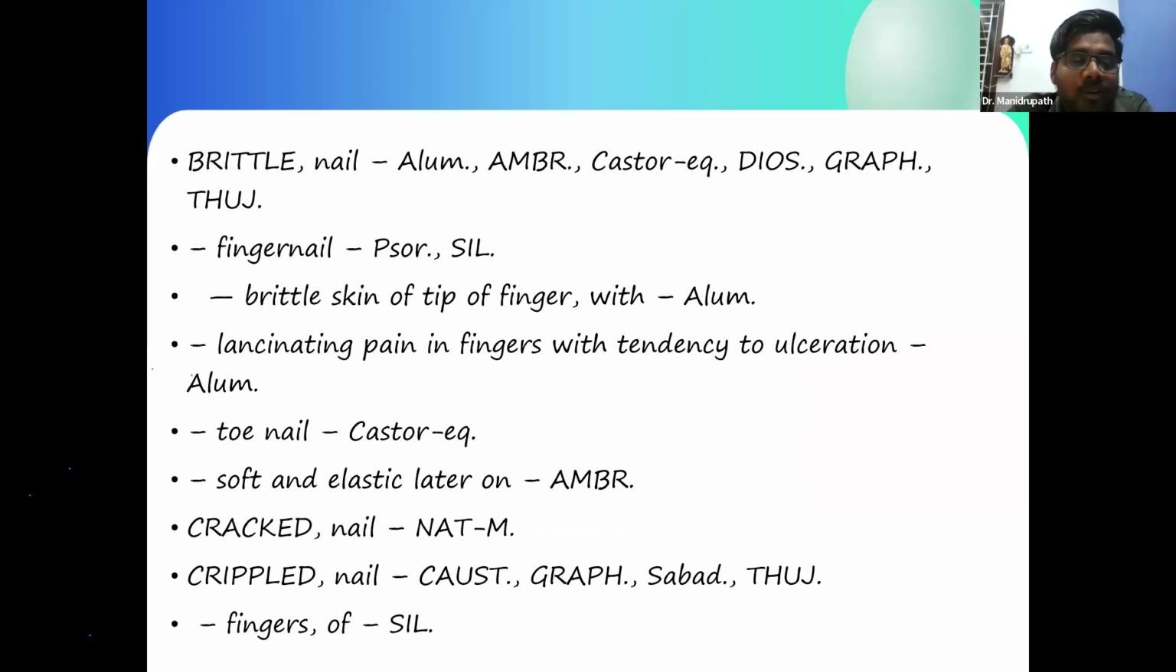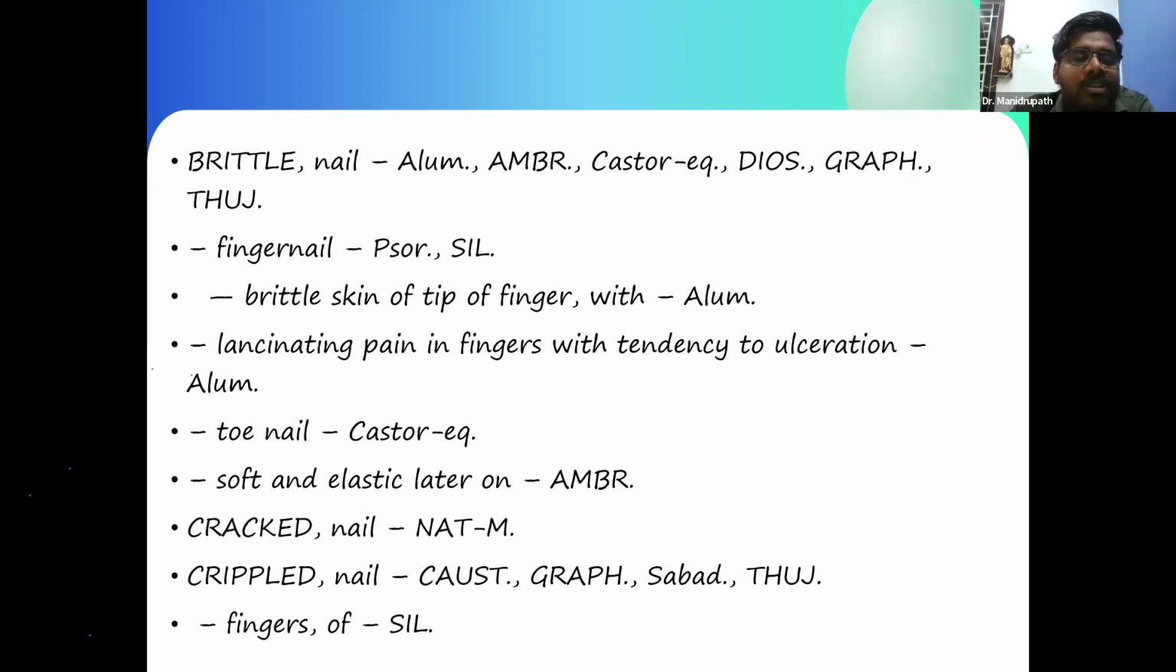Next, coming to the pattern of brittle nails. In cases of brittle nails, think of Alumina, Ambra grisea, Calcarea carbonica, Dioscorea, Graphites, and Thuja. Graphites and Thuja are more of poly-crust remedies. In depth, we need to understand it. But in an Alumina prescription, always think of aversion to potatoes. And there is one beautiful rubric: delusion, mind not belonging to me.